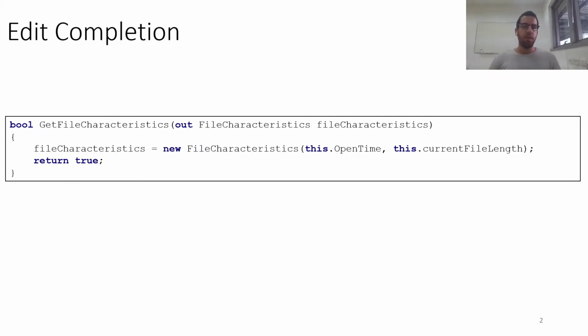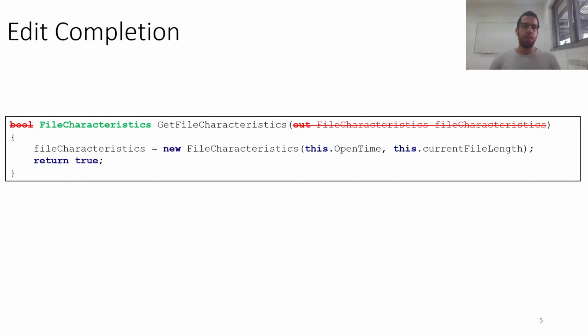Imagine that you are working with your favorite IDE and you are about to change the following method in such a way that it will return a file characteristics object with a return statement rather than with an output parameter. In the first step, we are replacing the return type bool with the file characteristics type. In the second step, we are removing the output parameter. In edit completion, we want to predict what is the next likely edit.